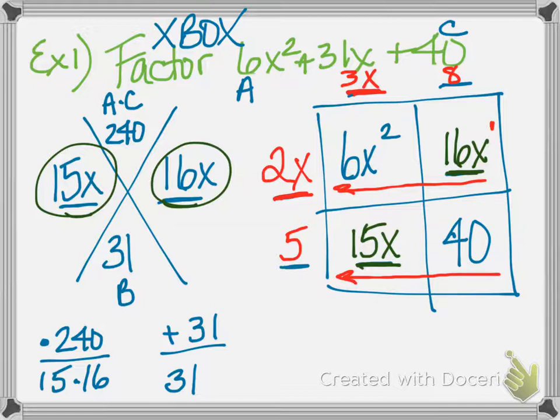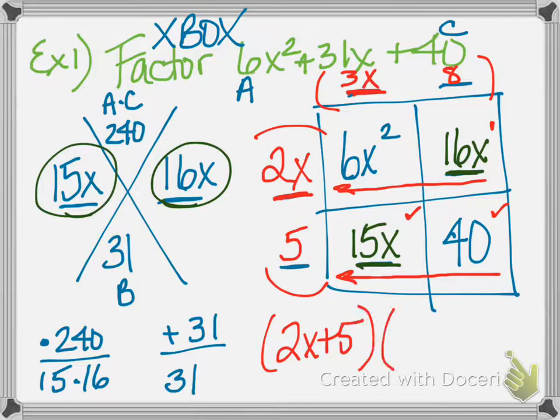Now, I just want to check that that works with my bottom part of the box. 5 times 3x is indeed 15x, so that works, and 5 times 8 is 40, so that checks. It's a nice double check. And now, here is my factored form: 2x plus 5 times 3x plus 8.